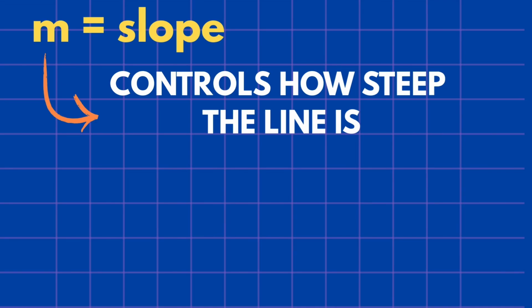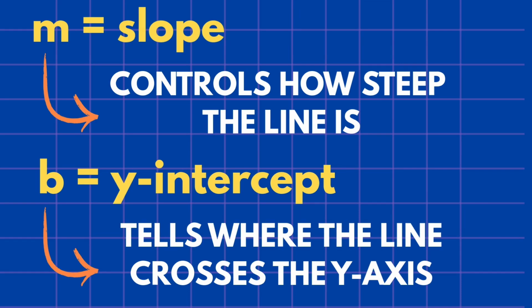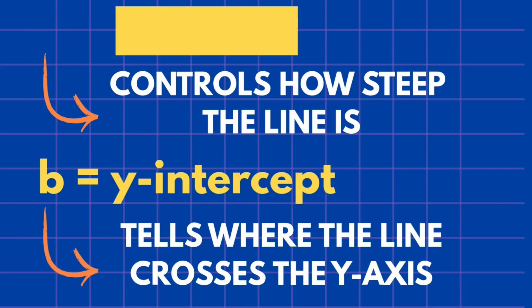First, we have m. M represents the slope of the line. The slope controls how steep the line is, which is the line's rise over run. We'll go into this deeper in the next slide. Next, we have b. B represents the y-intercept. This tells us where the line crosses the y-axis.